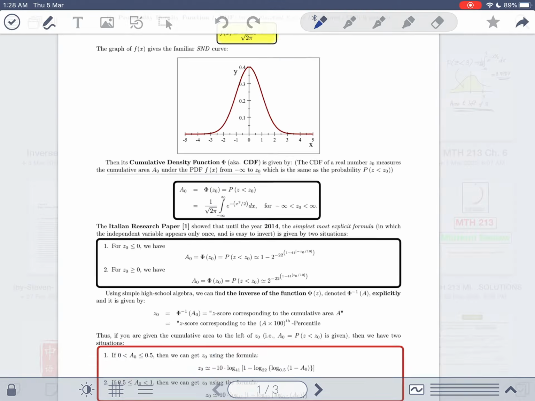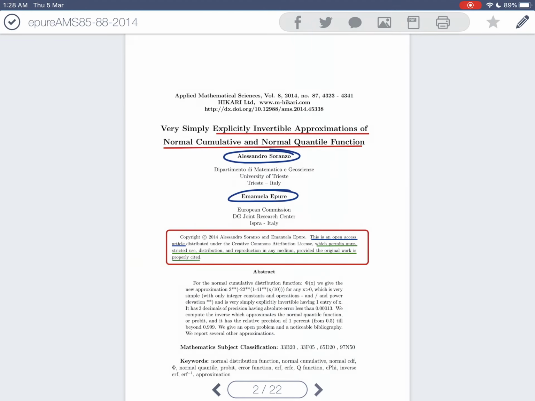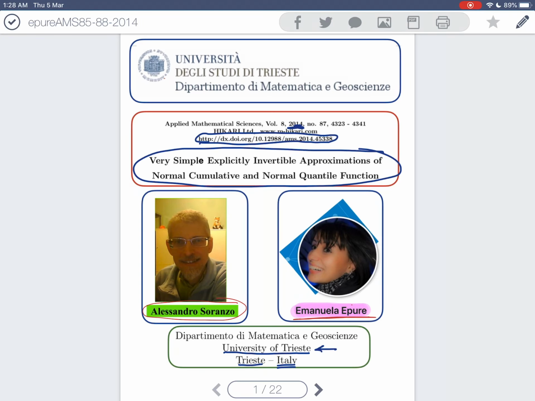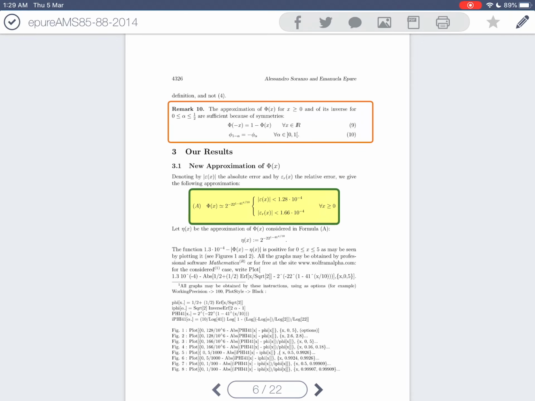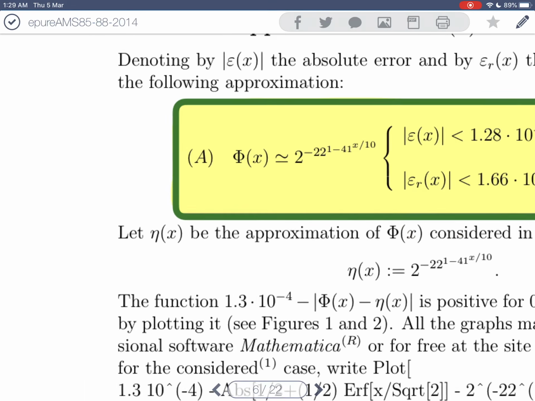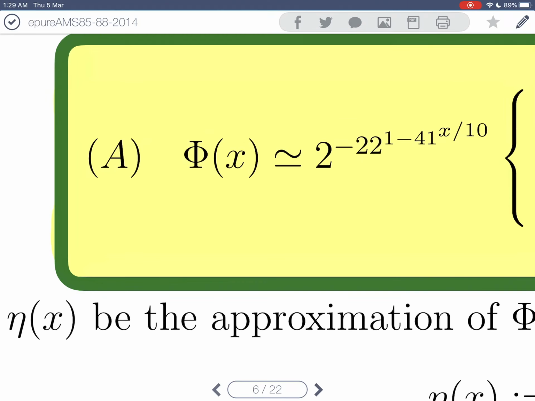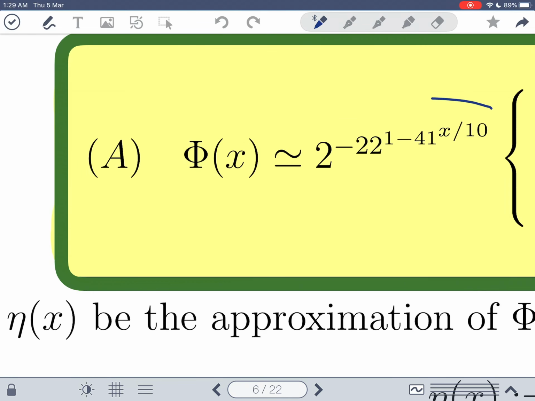Now, in this paper that I told you about, done by these two mathematicians, the professor and his student, here I also show you what I just said in the previous slides. What they discovered is that this cumulative density function can be approximated by this exponential function. And notice that in this formula it has just one x. So inverting this formula is very simple.